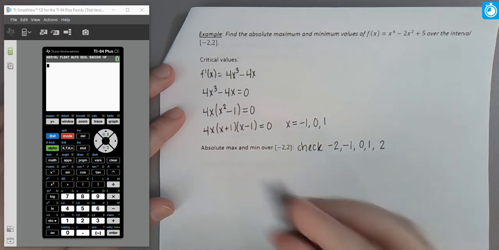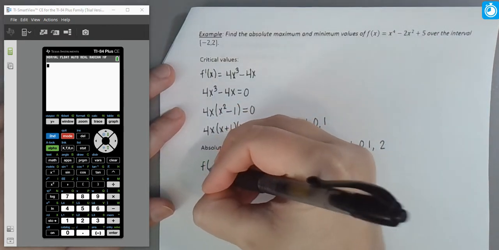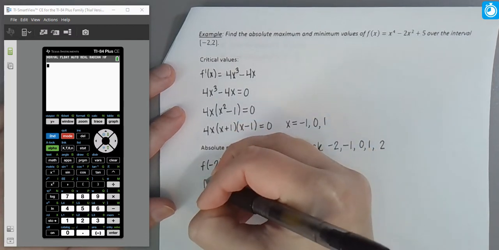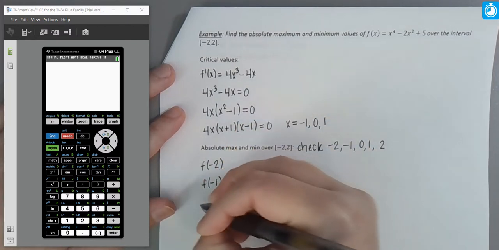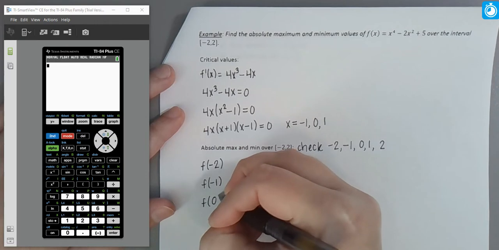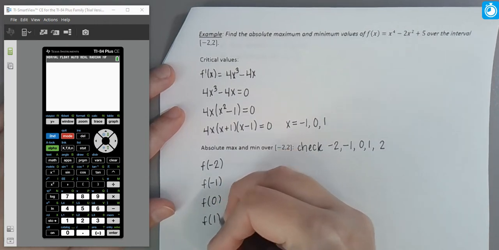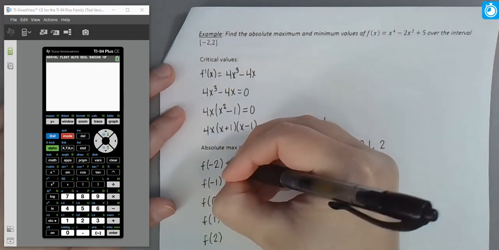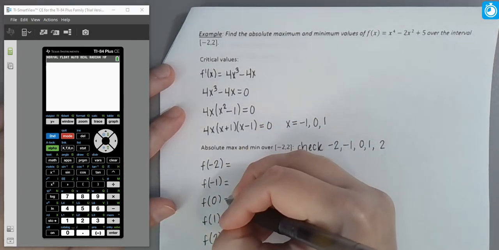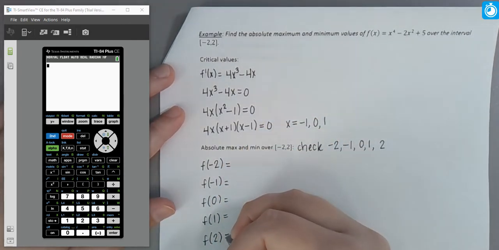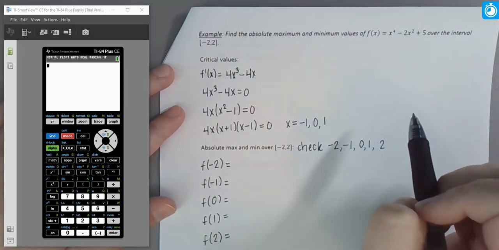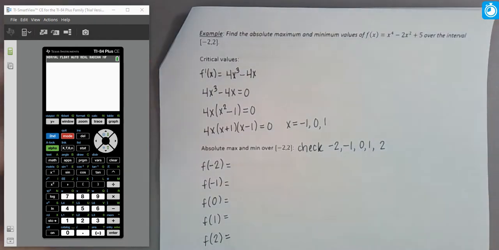Now, this is a great time to use your graphing calculator as a time saver. So we're going to sub in each of these values, so f of -2, f of -1, f of 0, f of 1, and f of 2. And of course, we could do this evaluation by hand, which would mean taking this, subbing it in place of our variable in our function. But again, we can use the graphing calculator to save some time.